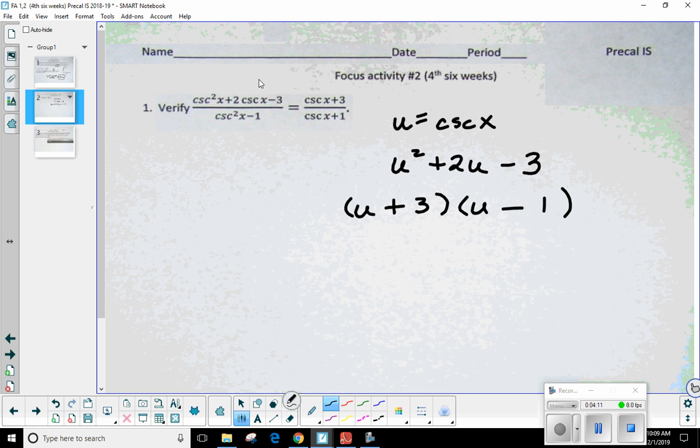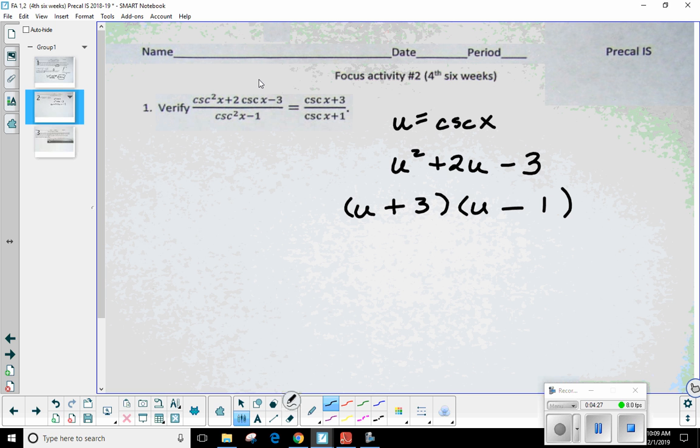Okay, why couldn't I say minus 3 plus 1? That would still give me negative 3 when I multiply. There you go. It's very, very important where you place your signs because we need a positive 2u when I add those together.